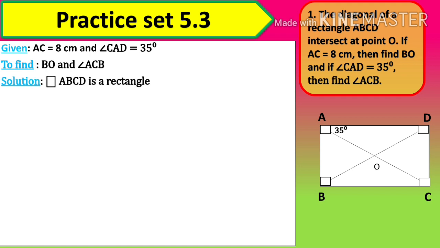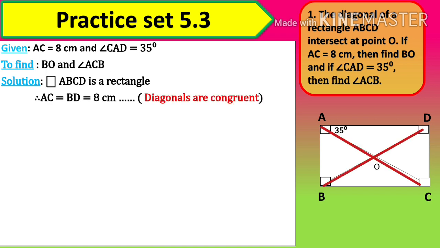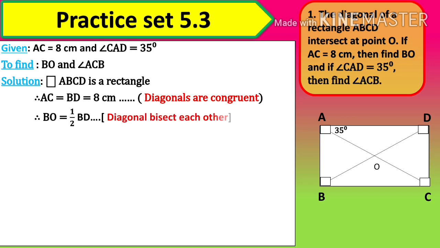Quadrilateral ABCD is a rectangle. If you see in the figure, diagonal AC is congruent to diagonal BD. As we know, diagonals are congruent. AC is given 8 cm, therefore BD will also be 8 cm. So BO is the half of diagonal BD. Diagonals bisect each other in a rectangle. Substitute the value of BD, 8. So here we get BO is equal to 4 cm.